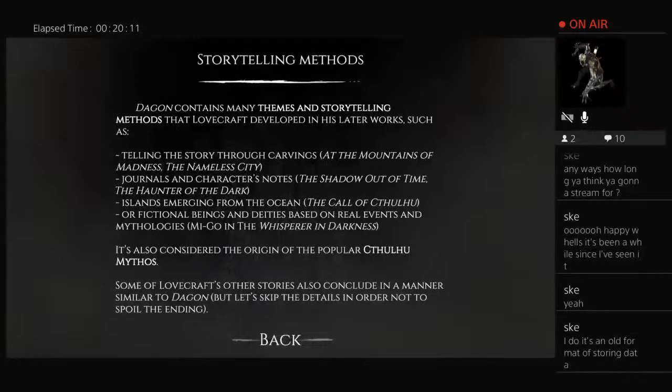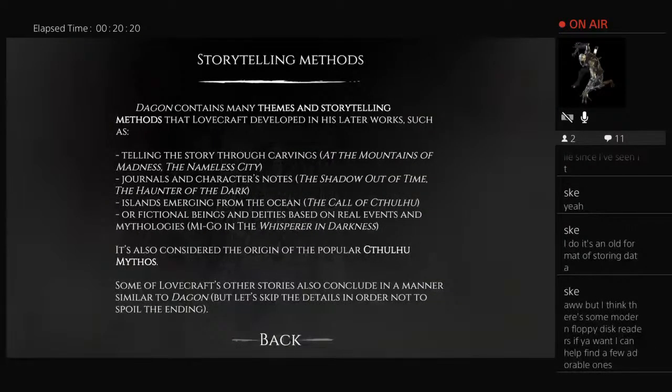Dagon contains many themes and storytelling methods that Lovecraft developed in his later works, such as telling the story through carvings at the Mountains of Madness in the Nameless City, journals and character notes, The Shadow Out of Time, The Hunters of the Dark, islands emerging from the ocean, The Call of Cthulhu, fictional beings and deities based on real events and mythologies. It's also considered the origin of the popular Cthulhu mythos. Some of Lovecraft's other stories also conclude in a manner similar to Dagon, but let's skip the details in order not to spoil the ending.